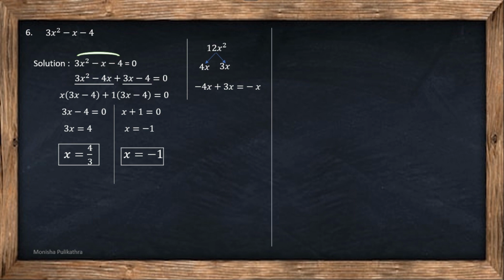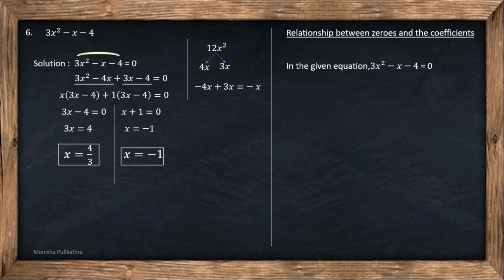Next, going to the relationship between zeros and the coefficients. The given equation is 3x square minus x minus 4 is equal to 0. We need to compare it with the general form of the quadratic equation, that is ax square plus bx plus c is equal to 0. Then we need to find out separately the values of a, b and c. Here a is 3, b is minus 1 and c is minus 4.